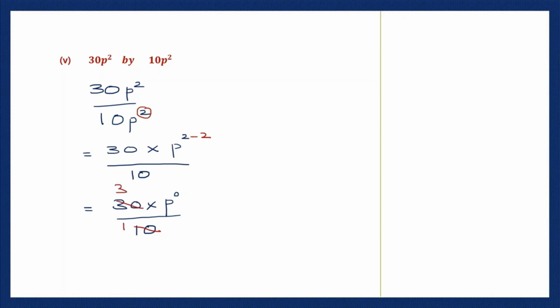So here I will have 3 into p to the power of 0, and anything raised to the power of 0 is 1. So 3 into 1 by 1 is 3 ones are 3, 3 by 1, and my final answer here is 3.